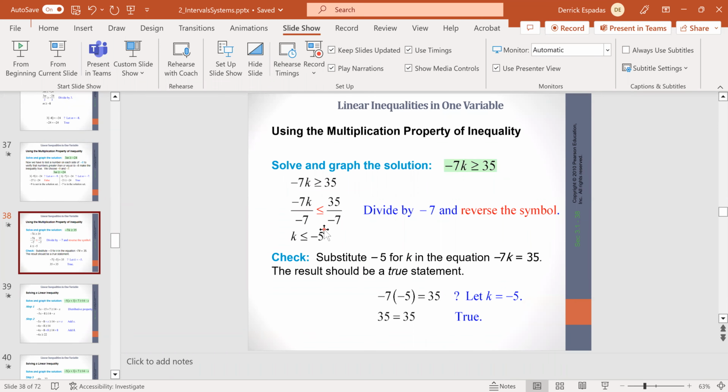If we didn't flip that sign, it would still read k is greater than negative 5, even though we're dealing with negatives. And remember, negatives are less than 0. So in order to maintain the truth of our statement, we flip the sign in division and multiplication by a negative for linear inequalities.